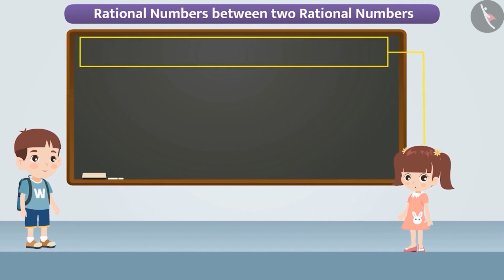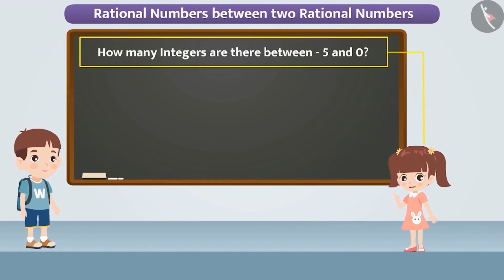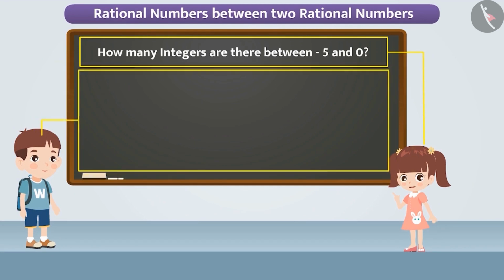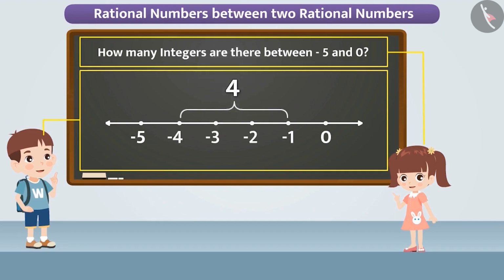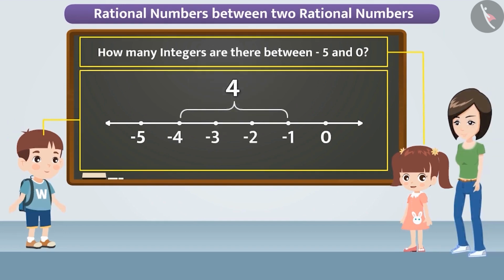Now it was Nisha's turn. She asked, how many integers are there between -5 and 0? To get the answer, Amit counted the numbers -4, -3, -2 and -1, except -5 and 0, and gave the answer 4. Meanwhile, his elder sister Sarita came there.